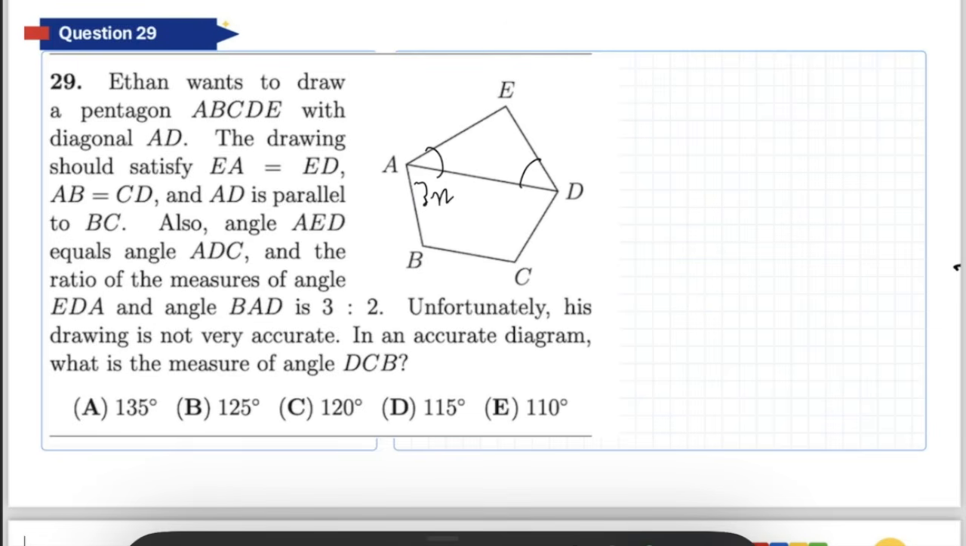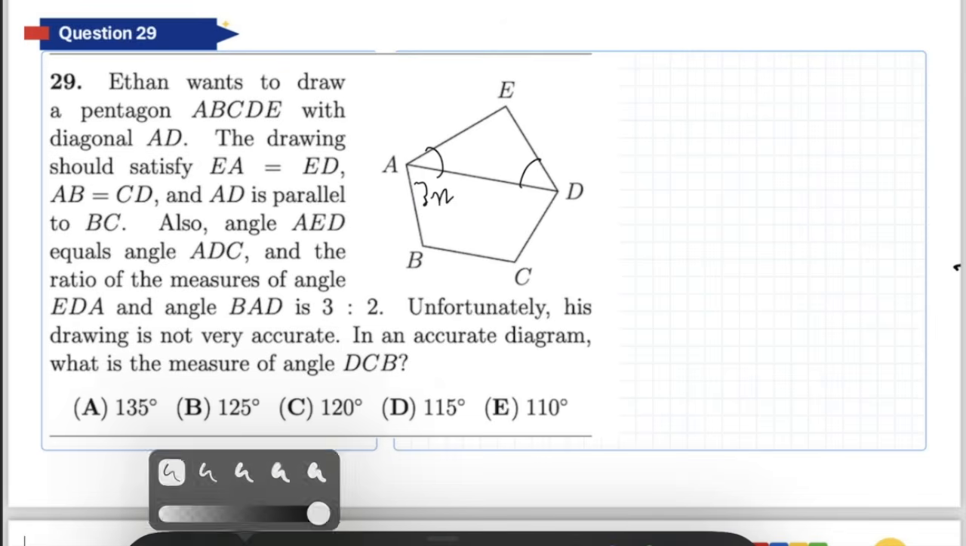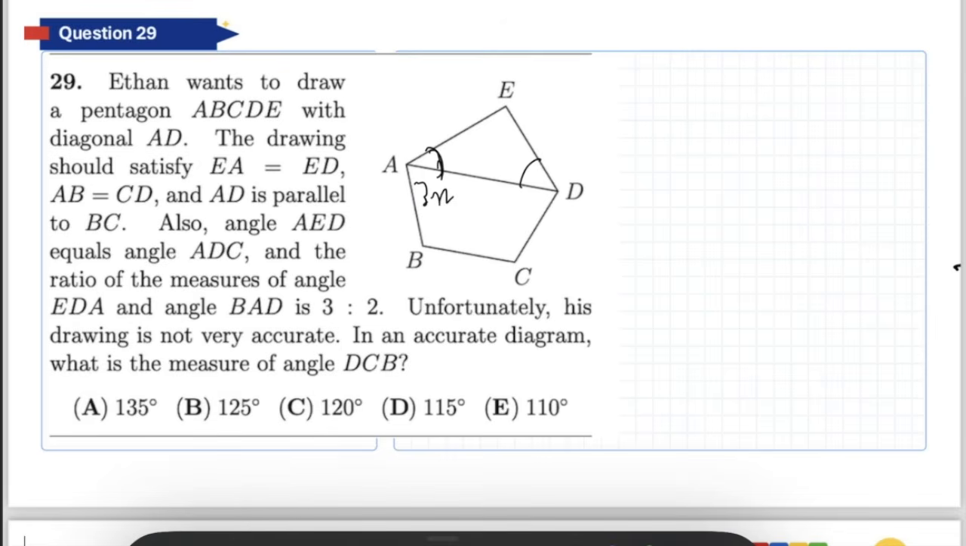First, we notice that EA equals ED, so this angle and this angle should be equal to each other. We also are given the ratio 3 to 2, so we can assign BAD to be 2x and EDA to be 3x. This means this is also 3x because it's isosceles. Then, based on the sum of a triangle, this angle would be 180 minus 6x.